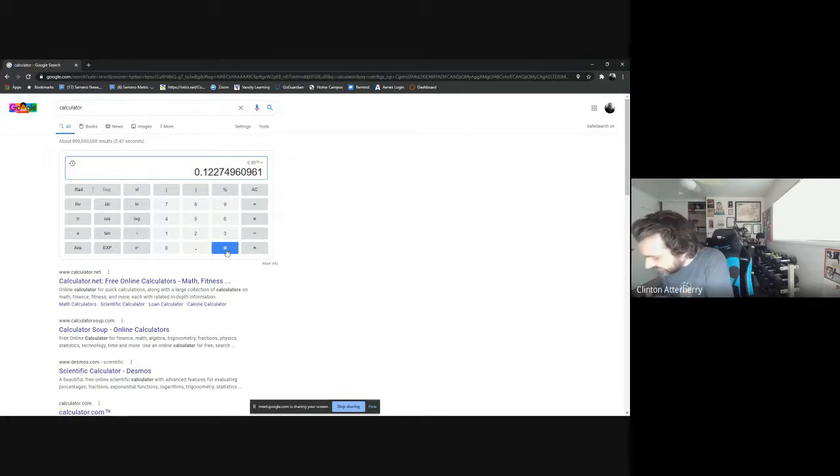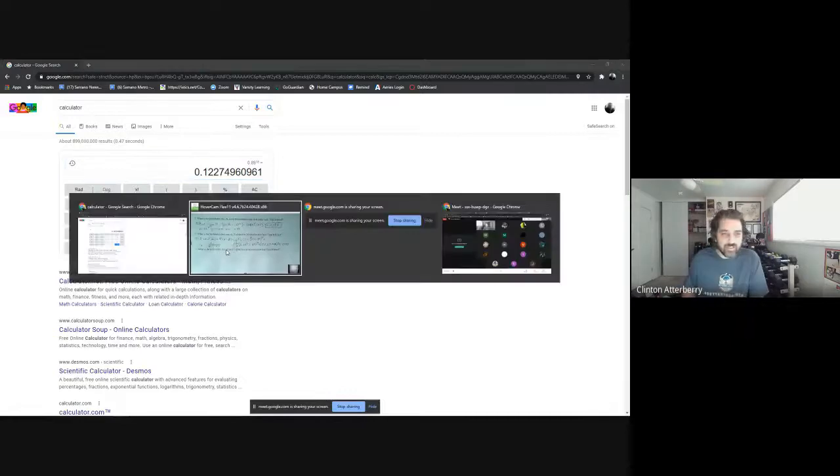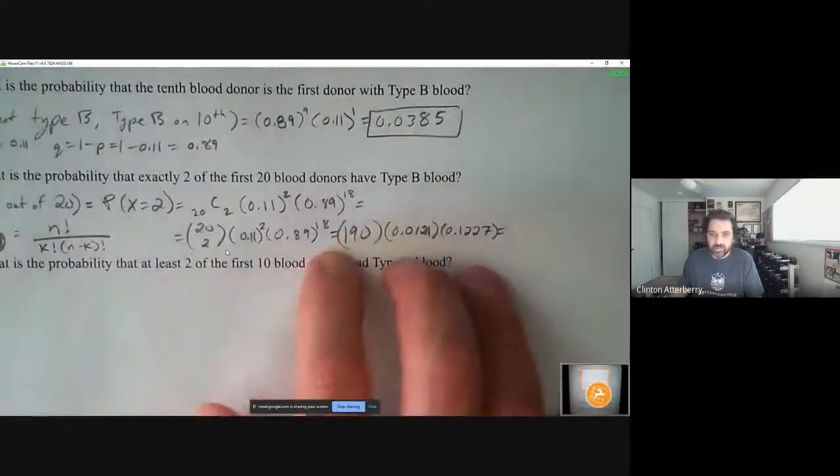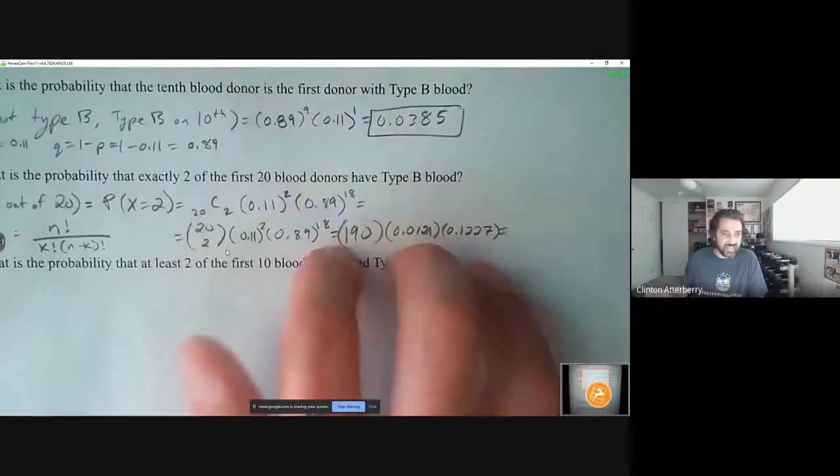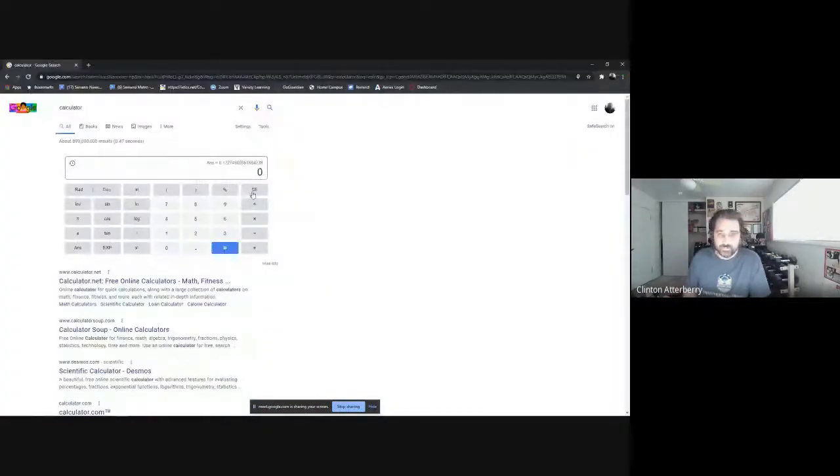If I multiply those three numbers together, let's see what we get. That will be the probability that exactly 2 of the first 20 donors have type B blood. So 190 times 0.0121 times 0.1227. I'm double checking my numbers, making sure I typed it in right. The decimals are there, no negatives, no pluses or minuses. So I get 0.282, and I'm going to round this to keep it with the 4-number theme, the 10,000ths place. It says 0.8, so I'm going to round that to a 1.